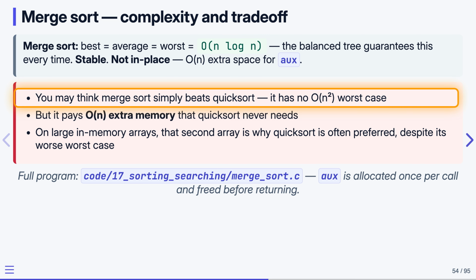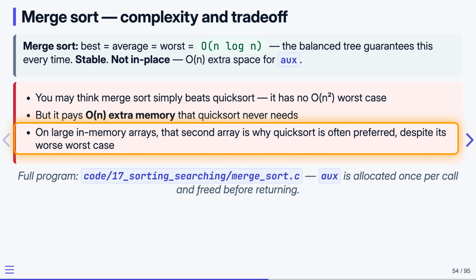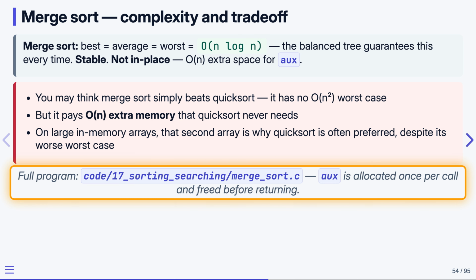Now the trade. You may think merge sort simply beats quicksort, because it has no big O of n squared worst case. But it pays big O of n extra memory that quicksort never needs. And on large in-memory arrays, that second array is exactly why quicksort is often preferred anyway, despite its worst case. The full program allocates the auxiliary array once per call, and frees it before returning.